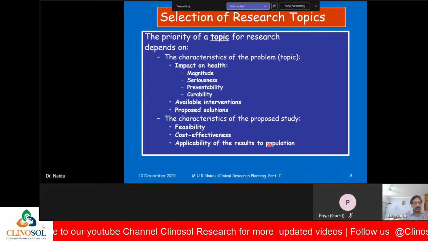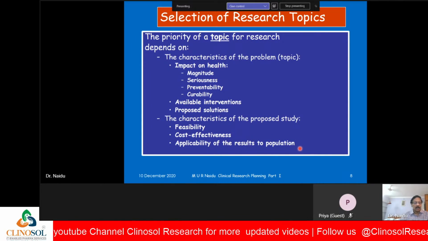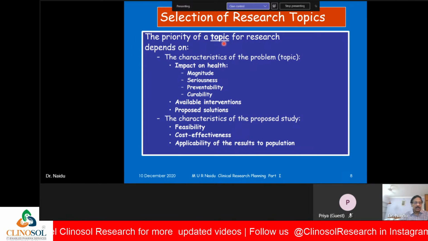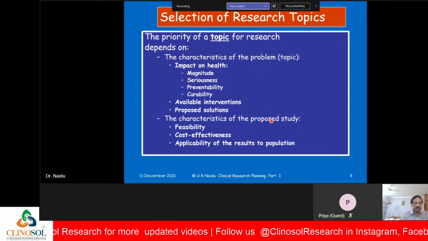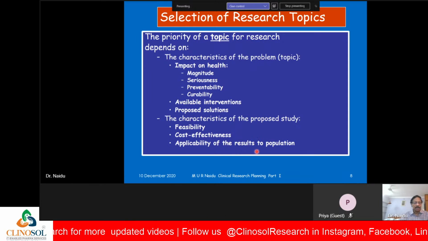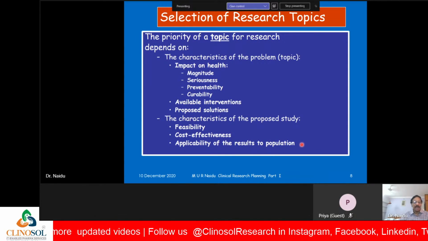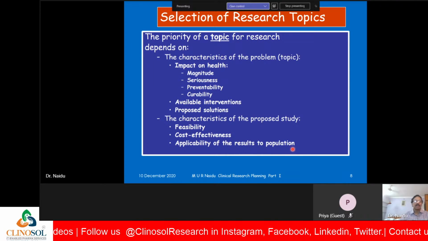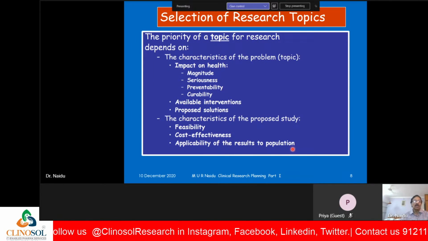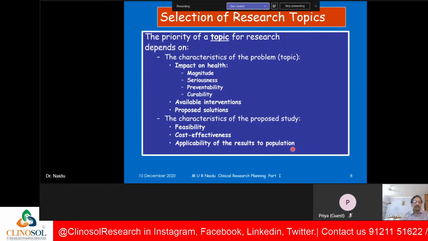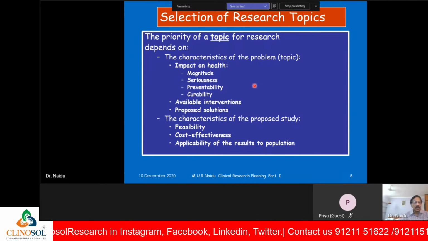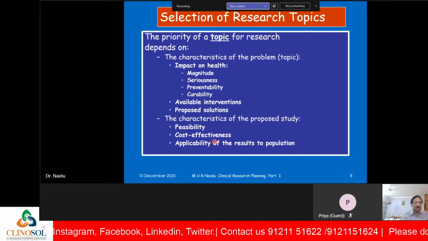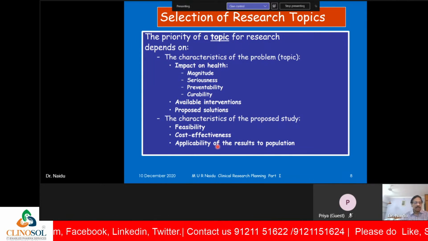Applicability of the result is very, very important. Always try to take a topic such that after you complete your study and get a solution, that solution is actually useful for the population, not developing some drug where only a few people are suffering. It is better to select such a topic. So selection of a topic for research is very, very important based on these factors.